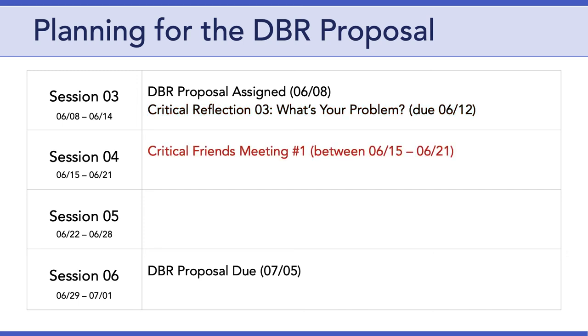for next week. That first Critical Friends meeting should happen sometime during Session 4, or between Wednesday, June 15th, and Tuesday, June 21st. So let me talk a little bit about the critical friends meetings.